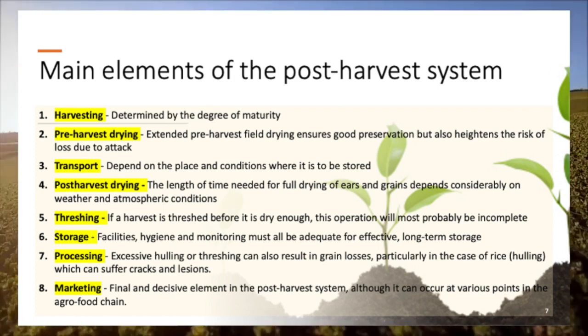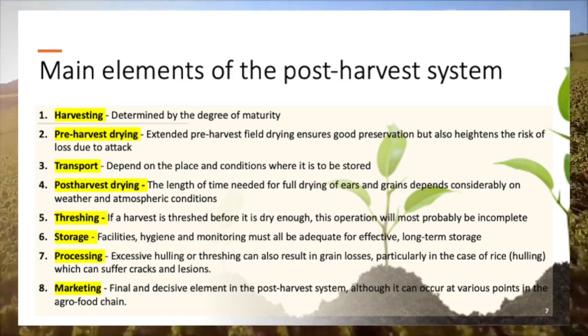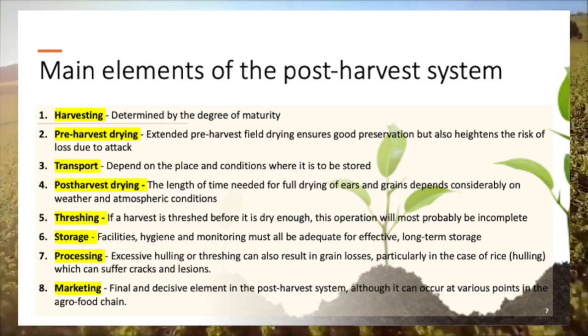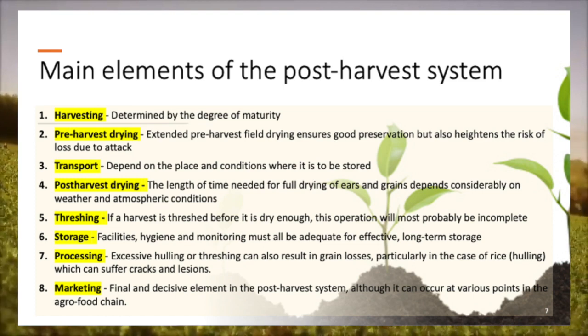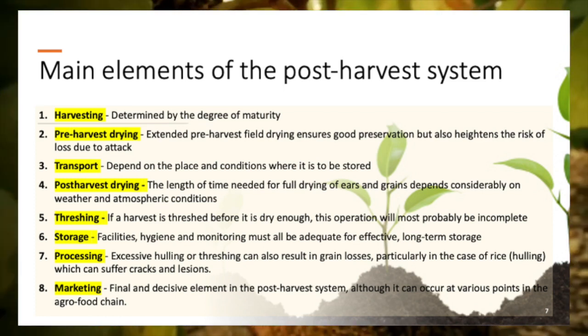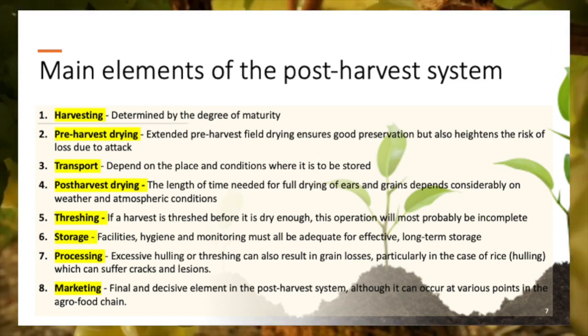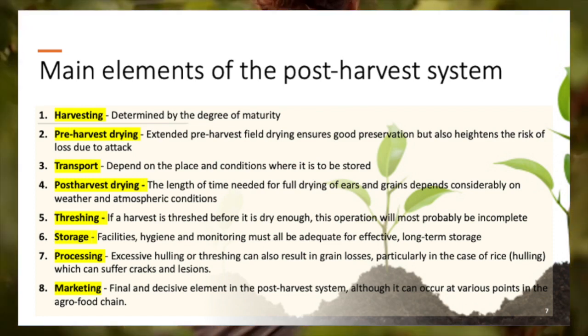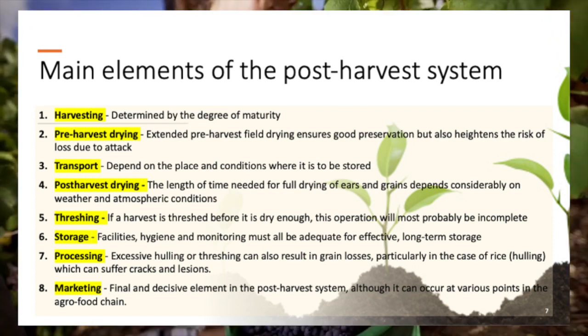Lastly, marketing is the final and decisive element of the post-harvest system and can occur at various agro-food chains, especially in some processing stage. These elements cannot be separated from the transport, which is an essential link in the system.